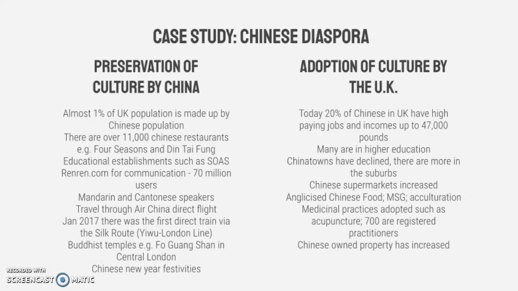Chinese supermarkets have increased. Anglicized Chinese foods exist, which is an example of acculturation. Medicinal practices have been adopted, such as acupuncture, and there are 700 registered practitioners in the UK. And there's also an increase in Chinese-owned property in the UK.